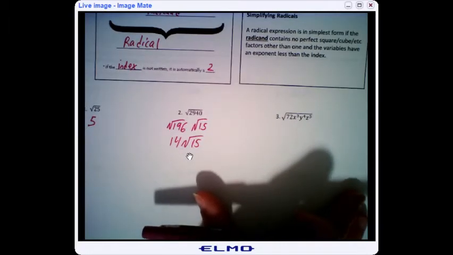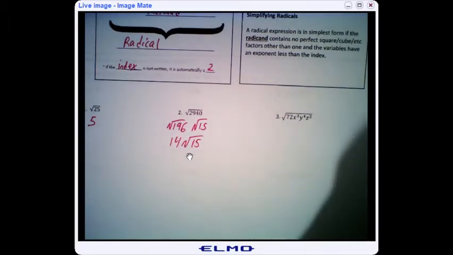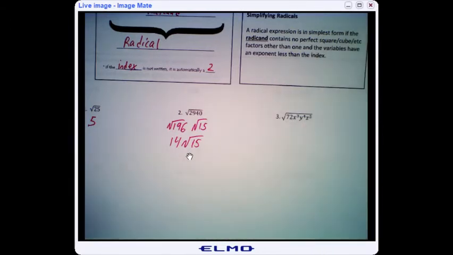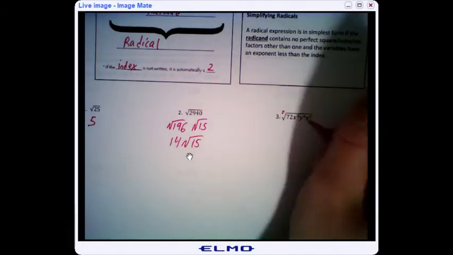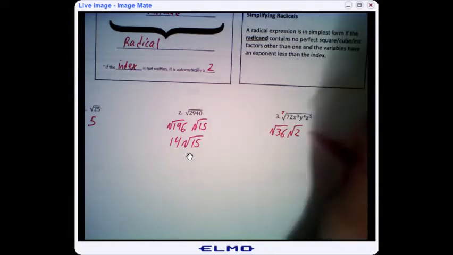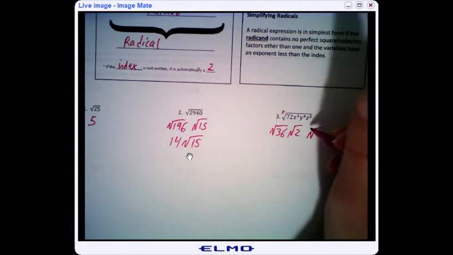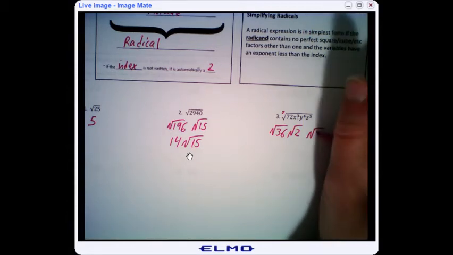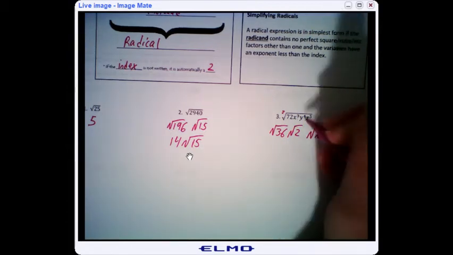For 3, we've got the square root of 72, x cubed, y to the 4th, z to the 5th. When you do it with the radicals, you're going to divide the exponents by the index. So we know that this index is 2. So square root of 72, square root of 36 times the square root of 2. X cubed is, to be able to divide by 2, the closest thing is squared. We can't go over the 3.